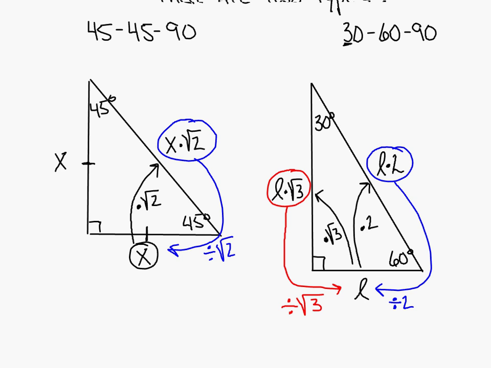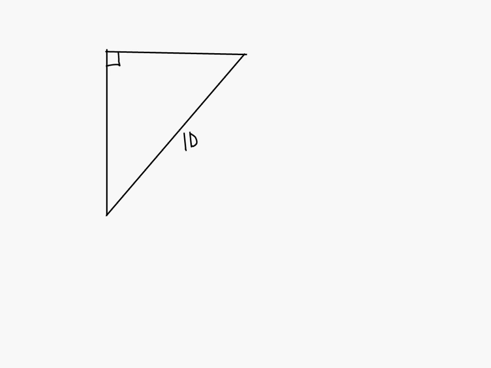So let's do a couple of example problems. In a 45, 45, 90, there's only two types of questions they can ask you. They can give you the hypotenuse and ask you to find the other two sides.